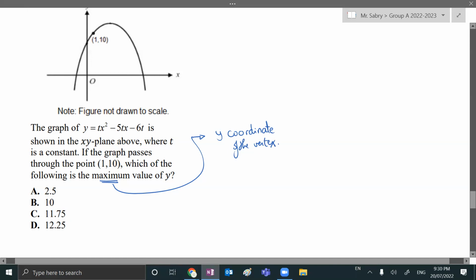When you look at the graph, it's very hard to figure out the x coordinate of the vertex or the y coordinate of the vertex from the graph, which means that I'll have to find it from the equation. So I'm given the equation, it's right there, y equals tx squared minus 5tx minus 6t. And you're given a point on that equation. What does that mean? It means if I substitute the x with 1, the y should be equal to 10. And that's what I'm going to do. I'll put y as 10. I'll leave the t because I don't know the value of t, but I know that the value of x is 1.